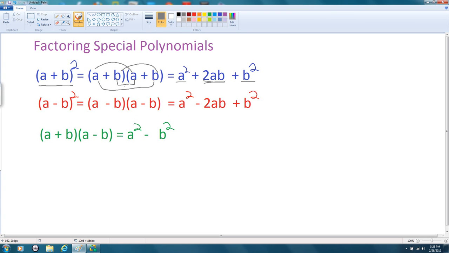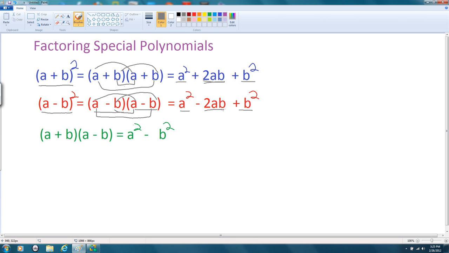We also know that if we have a minus b squared, that's a minus b times a minus b. Foiling that, we get a squared, negative times a negative is a positive, so plus b squared. And here we have negative ab and negative ba, or negative ab. So adding those together, we get minus 2ab. Okay? And then the last one is pretty tricky.